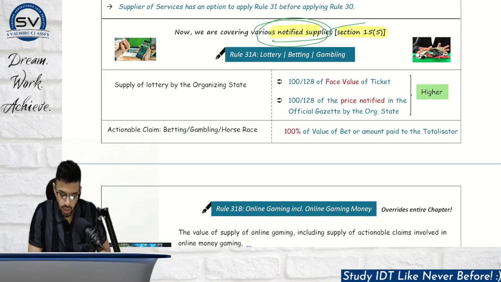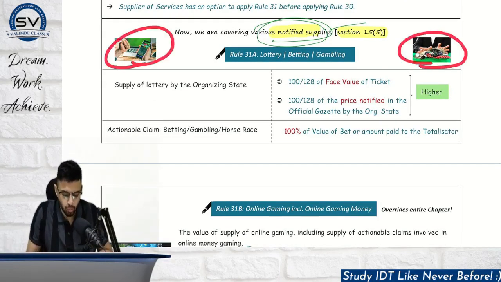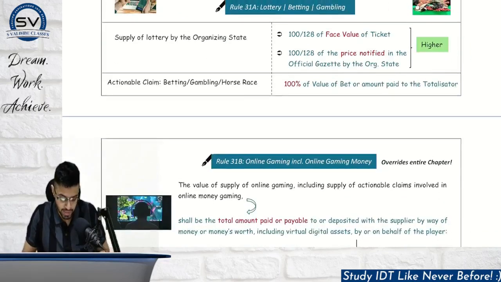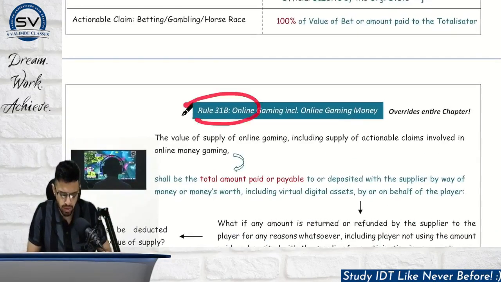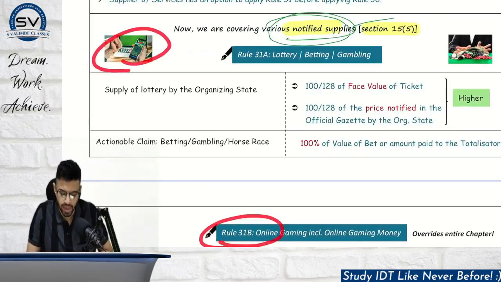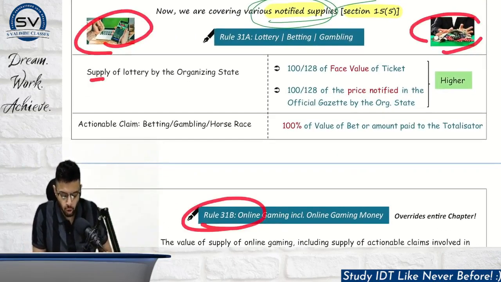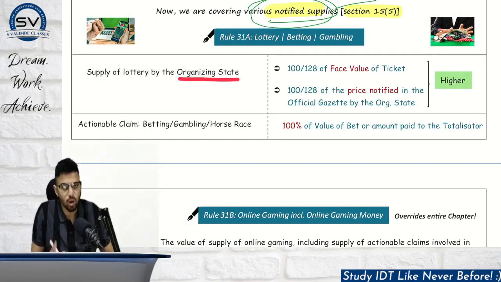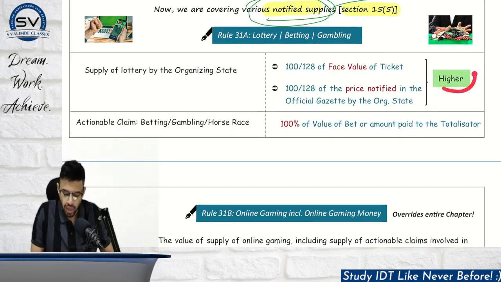Let's start. Now, pictures, I think you are able to clear what we are talking about? Betting, gambling and online money, all those points. Let's see. Online money is covered separately. In this, we are talking about betting and gambling. Okay. Supply of lottery by the organizing state. Now understand that lottery is regulated at state level. That's why it has been stated by the organizing state. Here you have to take higher of.